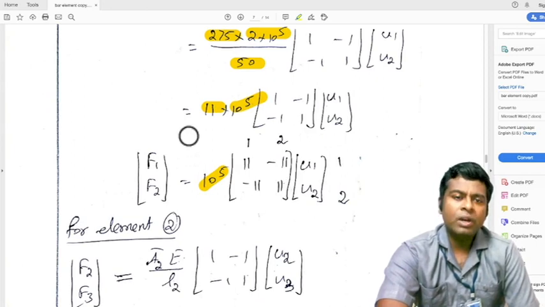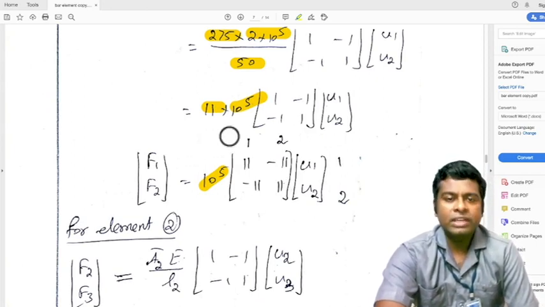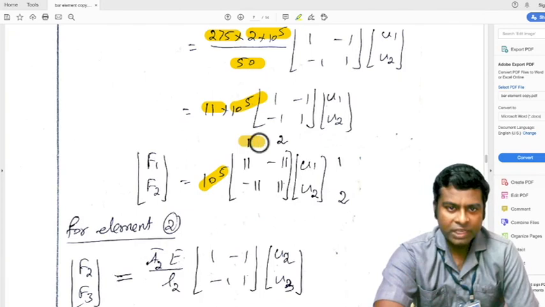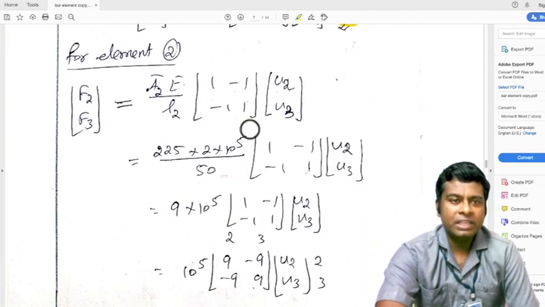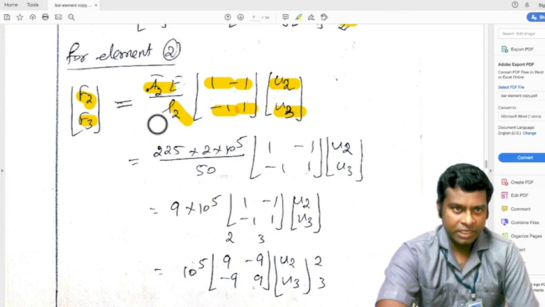For element 1 there are two nodes, node 1 and 2, therefore here I put the values 1 and 2 over the matrix. For element 2, similarly there are two nodes, node 2 and node 3, therefore F2, F3 equal to A2 bar E by L2, matrix of 1, minus 1, minus 1, 1, U2, U3. Substitute all the corresponding values.